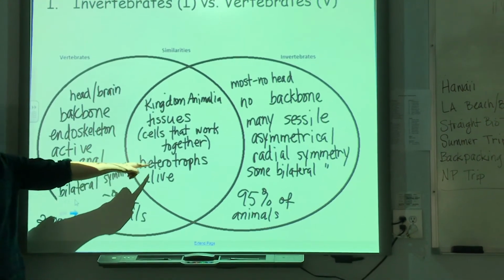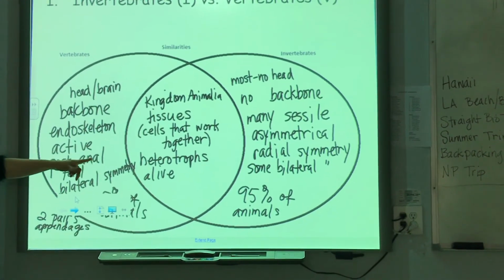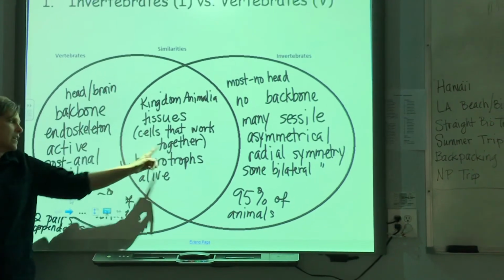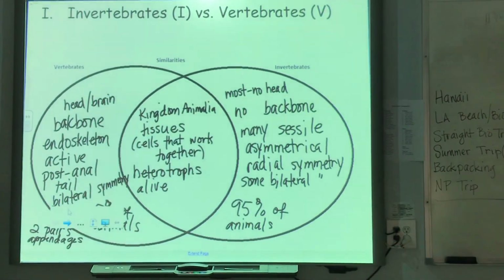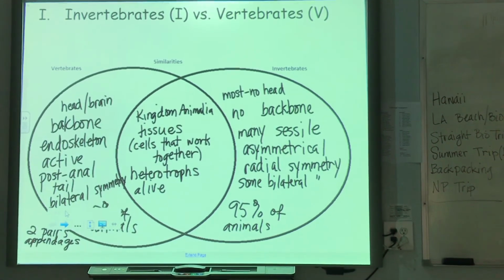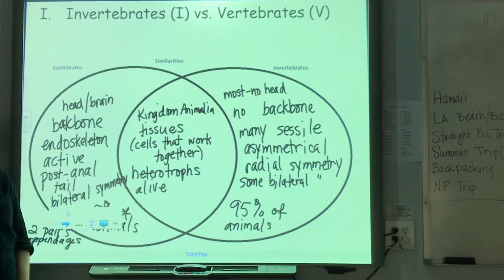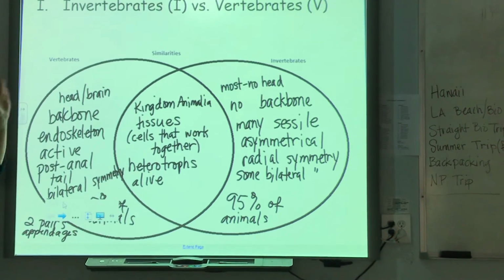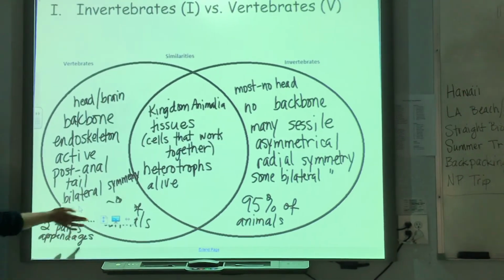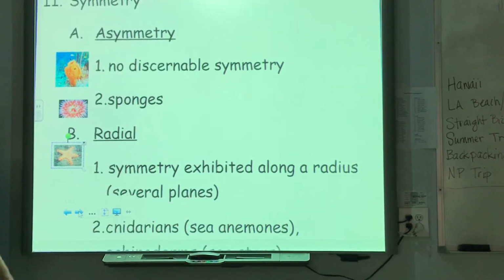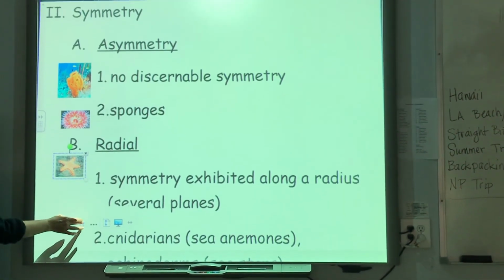All animals are heterotrophs. You should remember that from ecology. Heterotrophs means other eating, other feeding. So all animals have to eat to get their food. They're not like plants that make their own food. And all animals are living things. So that's all of kingdom Animalia. Sorry, I should have included that in the last lecture, but I forgot it. Okay, know your symmetry. All right.